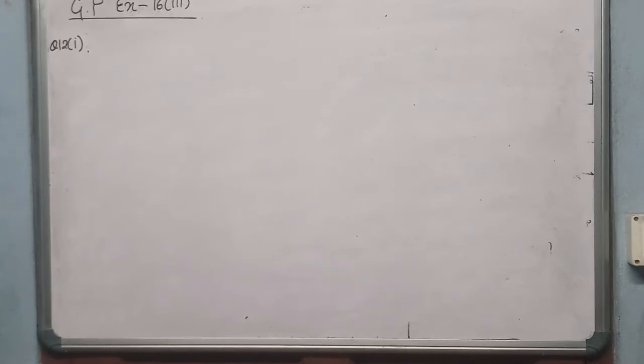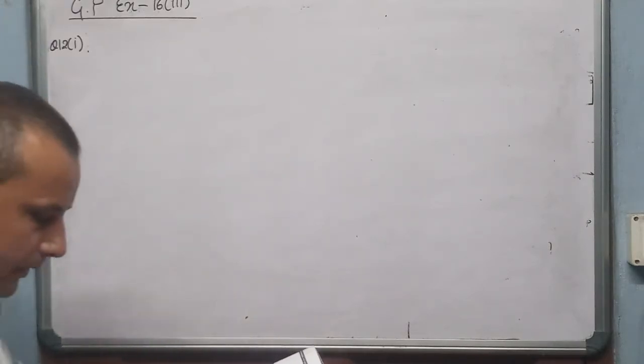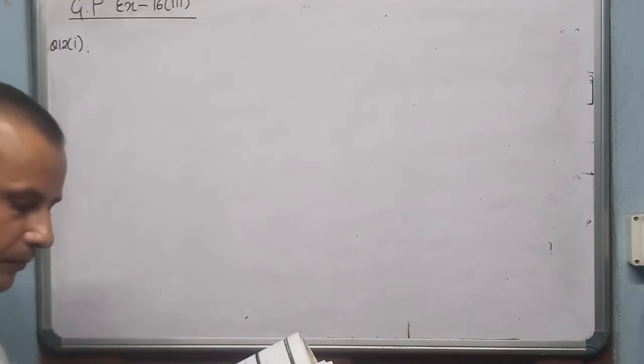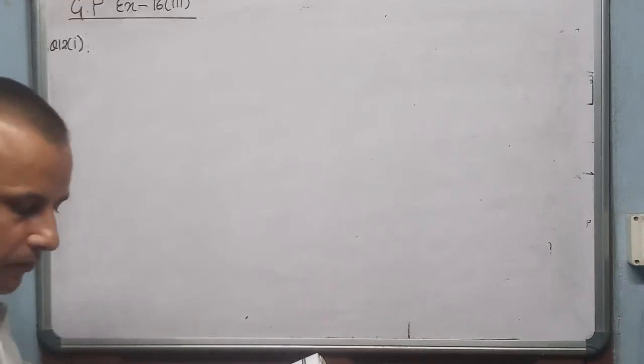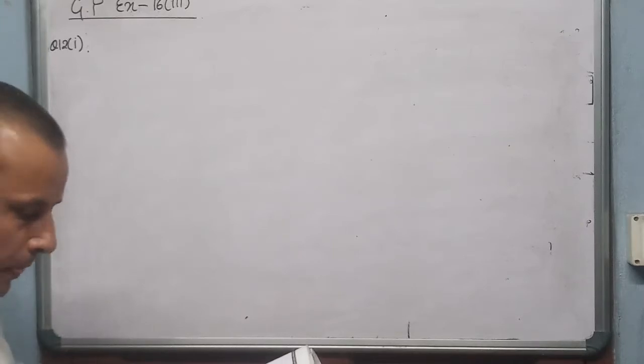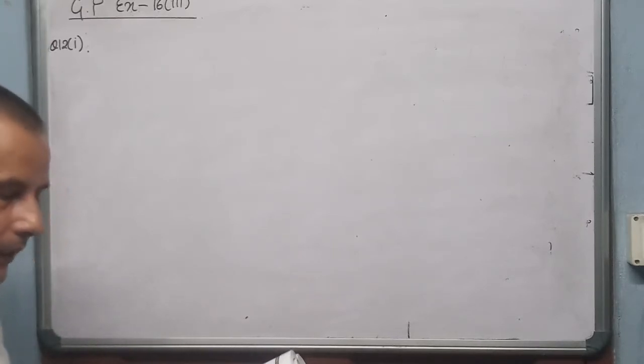Dear student, next question is question number 12.1. Now try to understand this question. The sum of the three numbers in GP is 14. That is, you have to consider any three numbers in GP. If the first two terms are each increased by 1 and the third term is decreased by 1, the resulting numbers are in AP.